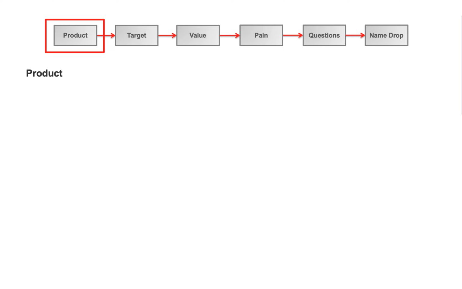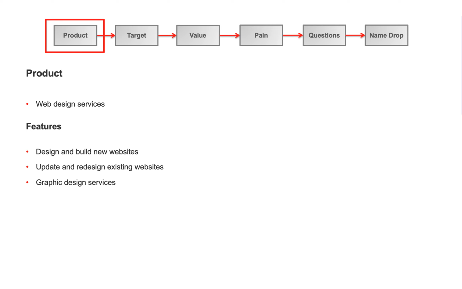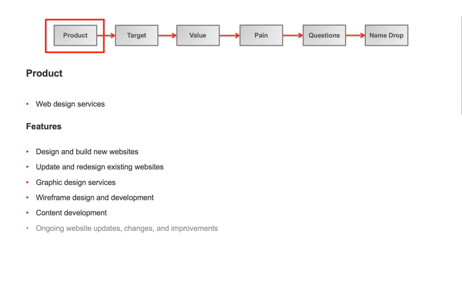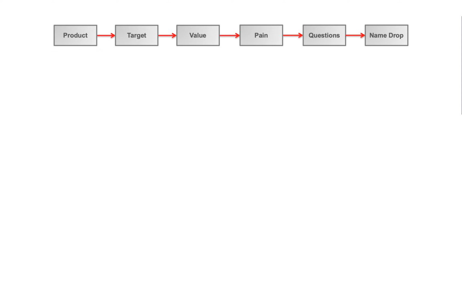So I'm going to pretend for this demonstration that I'm creating a sales message for a salesperson that sells website design services. And just to brainstorm, what would that include? Because at some point in our sales message, we need to explain, this is what I sell and this is what it includes. Website design services includes designing and building websites, updating, redesign, graphic design, wireframe design, content development, updates, copywriting. So that's the product. Moving on to the next step here.